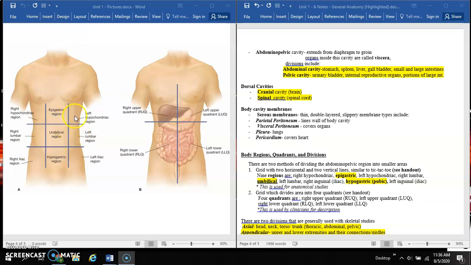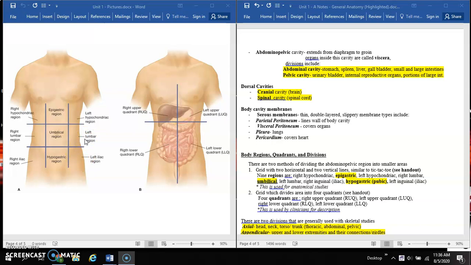The ones I want you to know are the ones in the center region: the epigastric, the umbilical, and the hypogastric. The other ones are pretty much self-explanatory. The right hypochondriac, remember, right side of the body versus left side of the body, it's always the patient's right and left. The left hypochondriac, the left lumbar, right iliac, and left iliac.